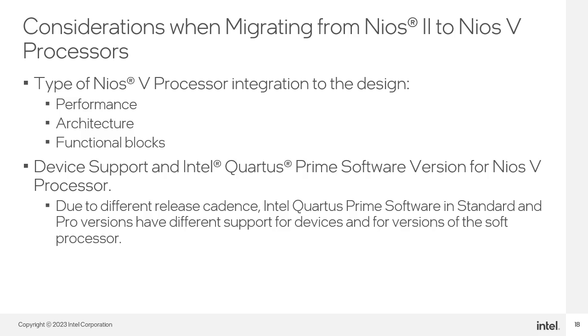Before moving to Nios V, consider the design for performance, architecture and functional blocks needed. This will help you decide the processor version needed. The type of project and design will help you decide. For example, if the application is bare metal, RTOS with interrupts, basically you can use all existing Nios V cores.